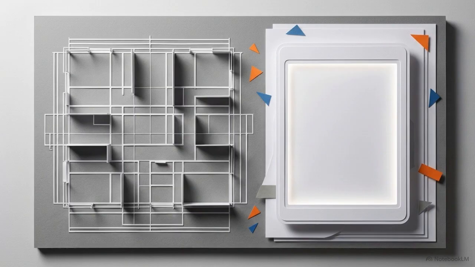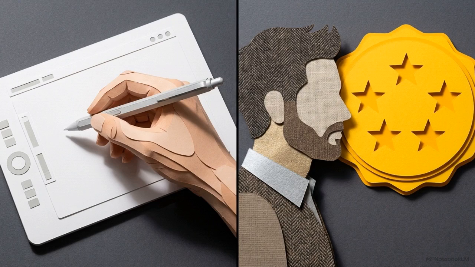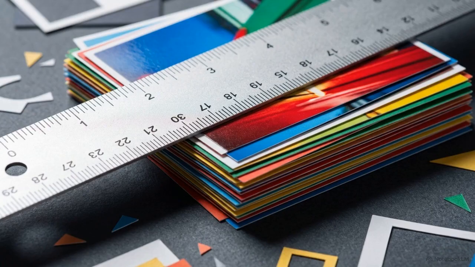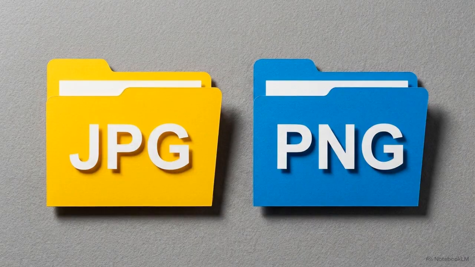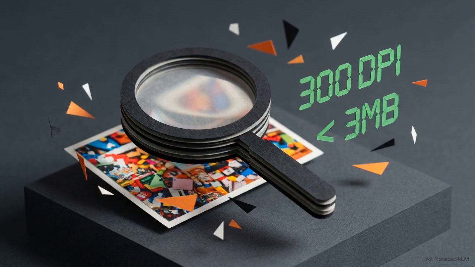Now that we have a structural blueprint, we need the actual graphics. You can build these assets yourself using external platforms like Canva, or hire a professional designer on a site like Fiverr or Upwork. Your image files must meet strict specifications. Save them strictly as JPGs or PNGs. Ensure they have a minimum resolution of 300 dpi and keep the file size under 3 megabytes.